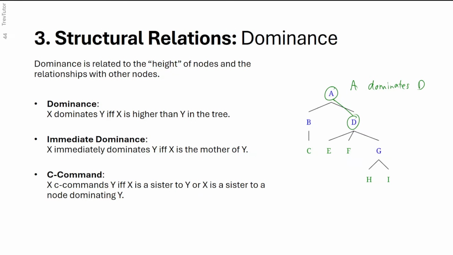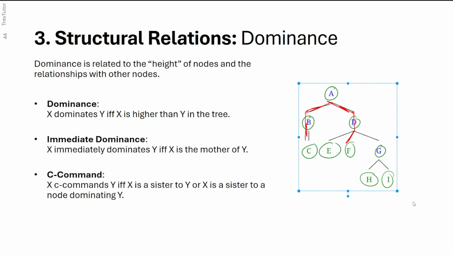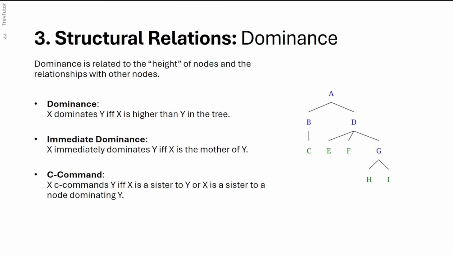In fact, we can also say that A dominates E, because you can start at A and you can trace a line all the way down to get to E. So A, in this case, is going to dominate pretty much every single node in the tree, because no matter which node we pick, we can always draw a line from A down to whatever node we have in the tree. So that's domination.